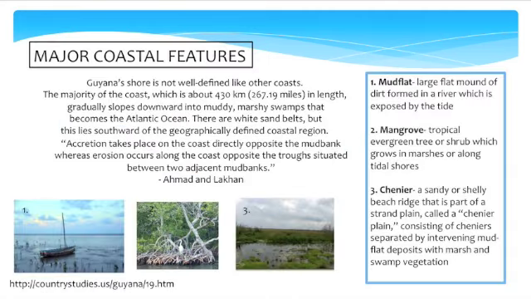Guyana's coast is made up of mudflats, mangroves, and cheniers. These definitions are on the right, and if you look at the number, you can see a picture of each of these features. Now, Guyana's coast is not like most others. It is mostly muddy marshes that slope downward to the ocean.